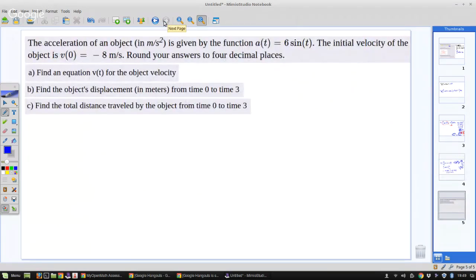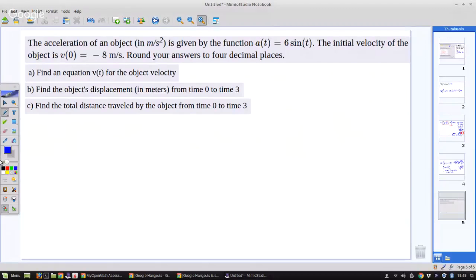All right, here's an interesting homework problem that you have. Acceleration is equal to 6 times the sine of t. We have an initial velocity, and we need to find out a few things: the velocity and the displacement.